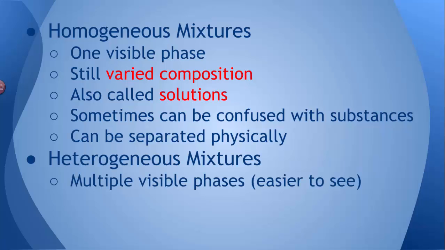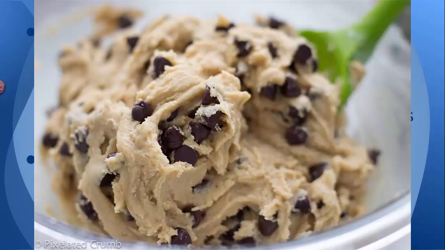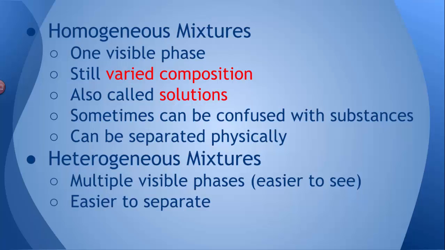Heterogeneous mixtures are not very well mixed. They have multiple visible phases. They're much easier to see, like a tossed salad or soil from the garden. You might have little bits of bugs in there, or mica, or different rocks. Chocolate chip cookie dough. That's a great example of a heterogeneous mixture. You can see the different phases, the chocolate chips, the dough, the nuts in there if you happen to like that. And therefore, heterogeneous mixtures are a lot easier to separate. Usually you can just pick out the pieces with a pair of tweezers or something.